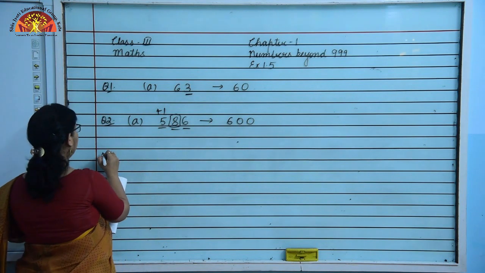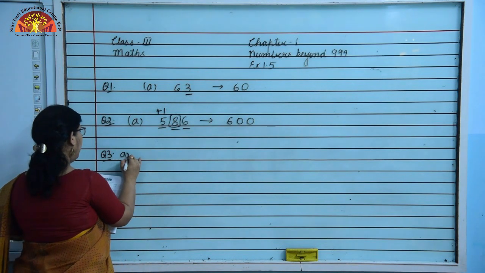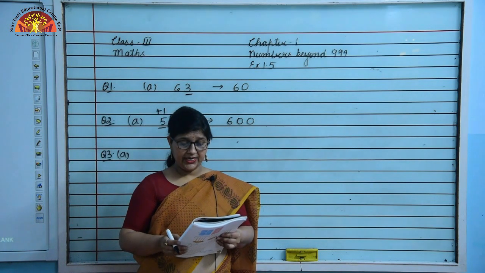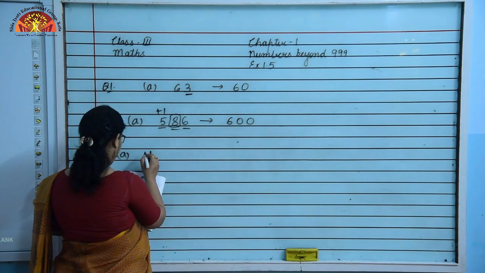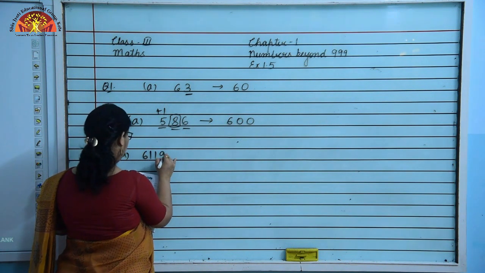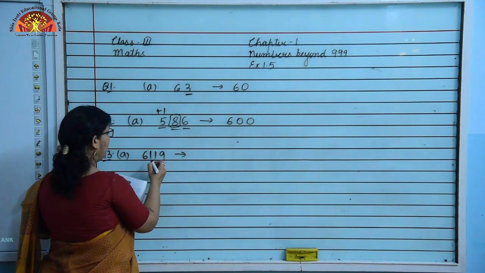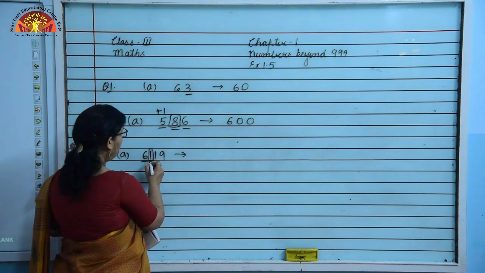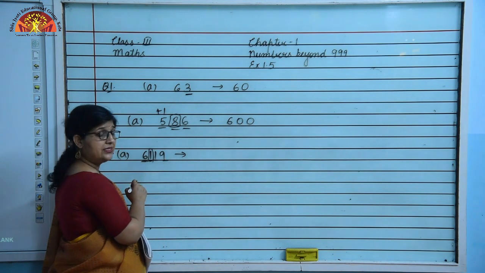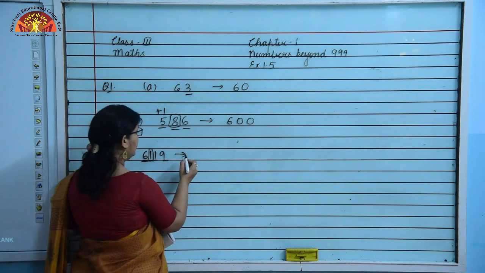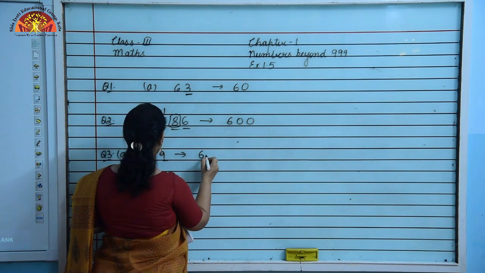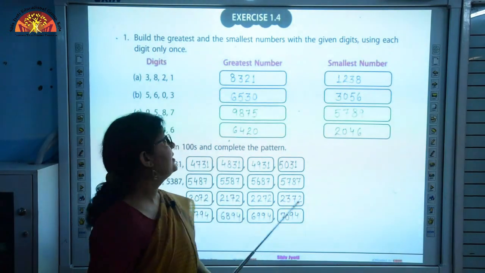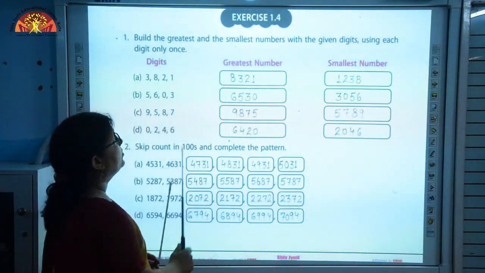Now question number 3. A part of this question is round off the following numbers to the nearest 1000. So A part is 6119. Now we want to round off thousands place, we observe hundreds place, it is 1. So hundreds, tens and ones place become 0 and thousands place remains the same. So 6000 we will get.